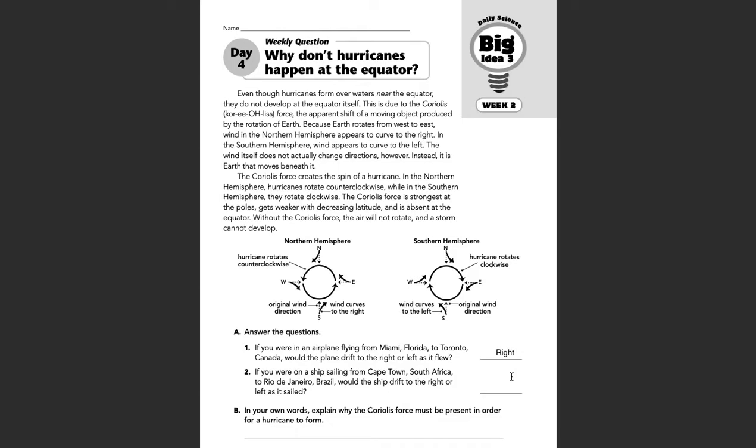Number two, if you were on a ship sailing from Cape Town, South Africa to Rio de Janeiro, Brazil, would the ship drift to the right or left as it sailed? Well, those locations are in the southern hemisphere. So if we look at the diagram for the southern hemisphere, it's going to tell us which way the wind is going to curve and in which direction. So it's going to curve to the left, so that ship would also drift to the left.